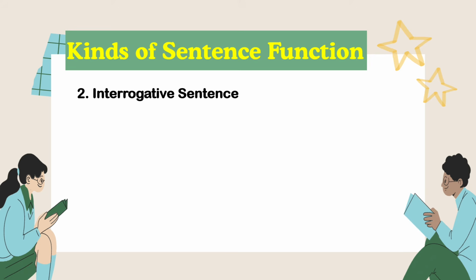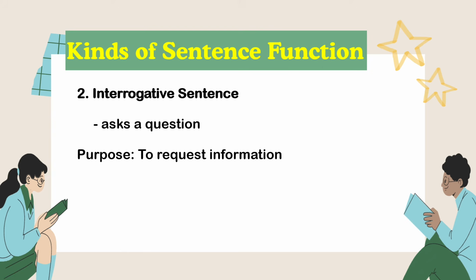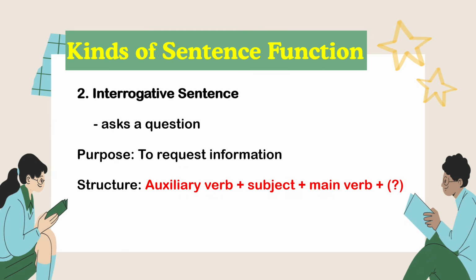The next is interrogative sentence. An interrogative sentence asks a question and ends with a question mark. Its purpose is to request information. When writing an interrogative sentence, start with an auxiliary verb plus the subject plus the main verb, then end with a question mark. For example, did you study already?